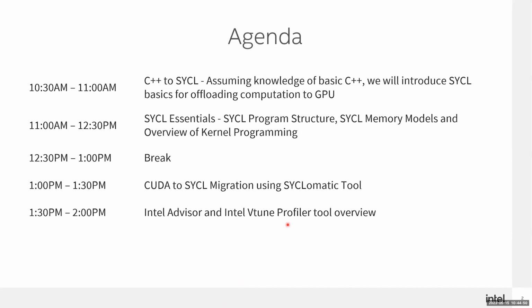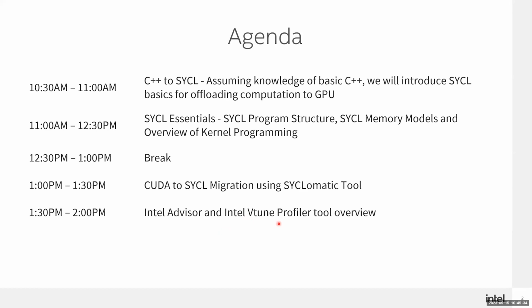Okay, so with that, I don't know where I got cut off, but I'll go over the agenda again. We'll start off with C++ code to SYCL. Assuming that you only have knowledge of basic C++, we will introduce you to some basics of SYCL. The next session is SYCL Essentials, where we'll go over more programming basics of SYCL, how the memory models work, and then a brief overview of kernel programming. Later on, we will look into the SYCLomatic tool. This is the tool that you can use to migrate your CUDA code to SYCL, with a brief introduction to that.